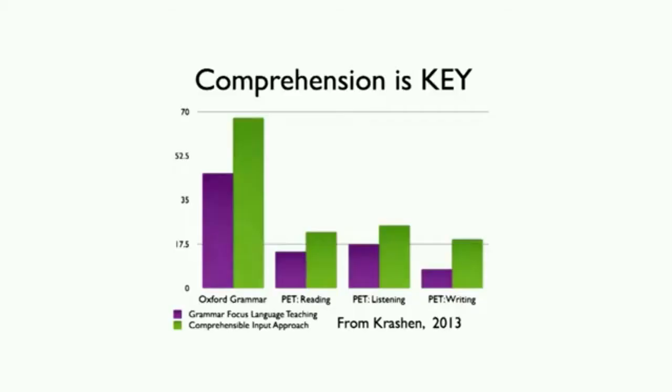There's 20 or 30 years of research on this. Stephen Krashen, a leader in the field, has published all sorts of different studies, and this is just from one of them. The purple bars show the scores on different tests for language. The green and the purple people were people who had learned by grammar and formal study. The green ones are the ones who learned by comprehensible input. So, comprehension works. Comprehension is key.